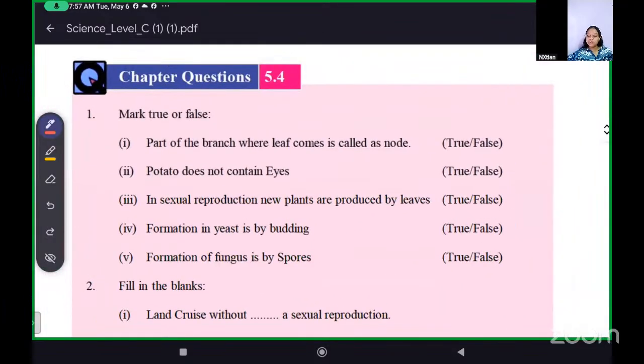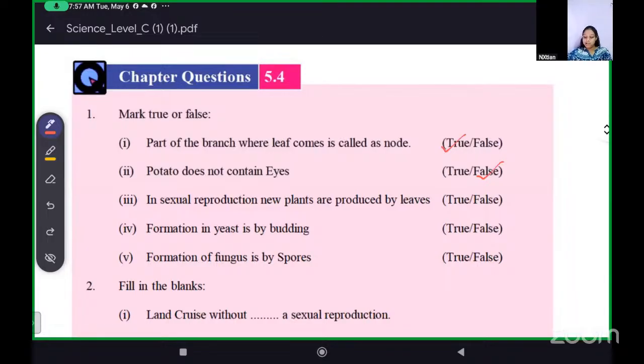Part of the branch where leaf comes is called a node. Is it true or false? Abraham, true. Potato does not contain ice. True or false, Emma? I think true. No, it does. It's false.